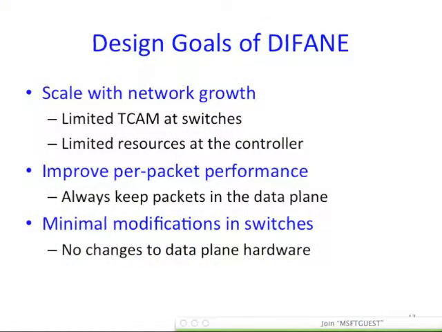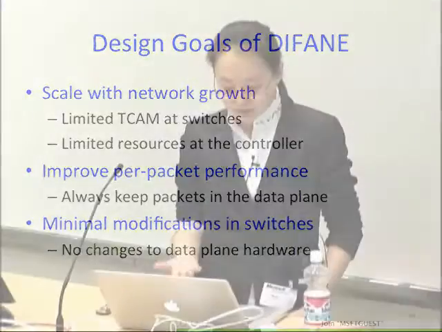So in order to find a new solution that can address these two problems we've seen with the two approaches, we hope DFIN, the project we built, can scale with the network growth naturally. It can address the limited TCAM entries in the switches and the limited computing resources at the controller. We also hope to improve the per packet performance so that we always keep the packets in the data plane to reduce the delay of each packet. Finally, we hope to have minimal modifications of the switches so that we don't need to change the data plane hardware, and it's easy to deploy DFIN.